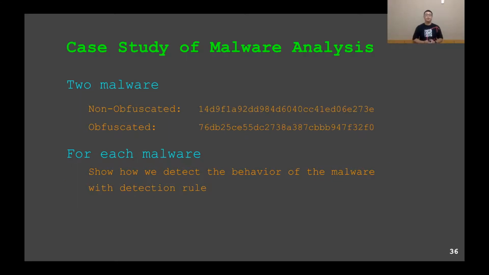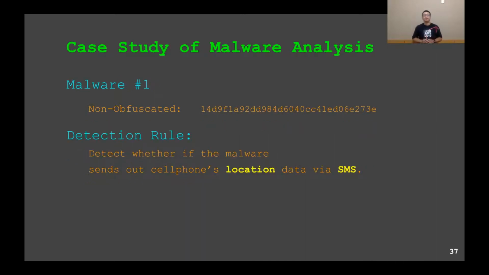So, in this section, we prepared two malware. One is non-obfuscated, and the other one is obfuscated. And for each malware, we will show how we detect the behavior of the malware with the detection rule. Now, let's look at the first malware. This is a non-obfuscated one. We will use the rule in Quark engine to detect whether the malware sends out the cell phone's location data by using SMS.